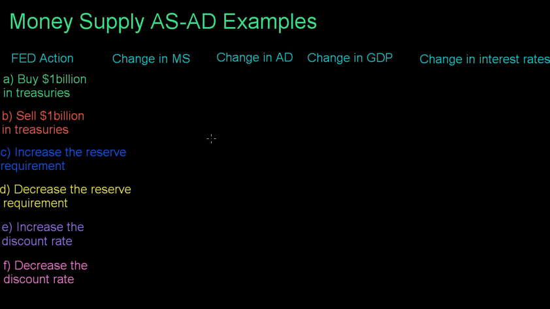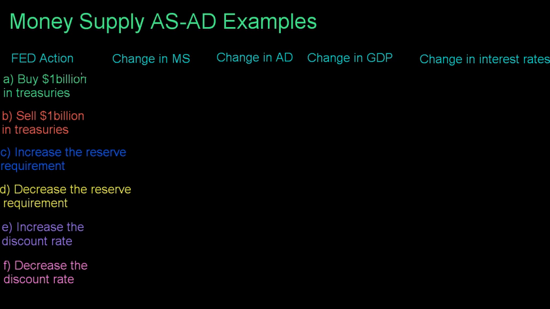So in this video, I want to go ahead and walk through all of the different actions that the Fed can take and then how that will play out all the way through the aggregate supply and aggregate demand diagram. So let's say that the Fed decides to buy treasuries. They decide to buy $1 billion in treasuries.